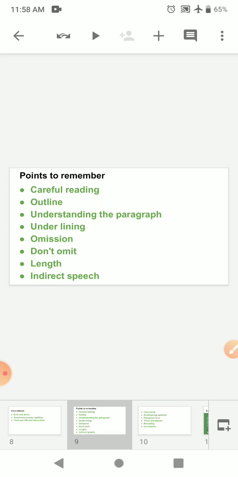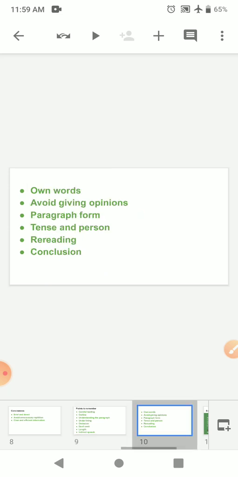Then comes the length. As I told you earlier, the length should be 1/3 of the whole passage. And indirect speech: if there is direct speech in the passage, it should be in indirect speech while changing the passage into a précis. Then we have to keep in mind this point, own words. Abstain from borrowing words from the original passage, and avoid giving opinions. You are not supposed to give any comments, be it appreciative or critical, on the idea expressed in the passage.